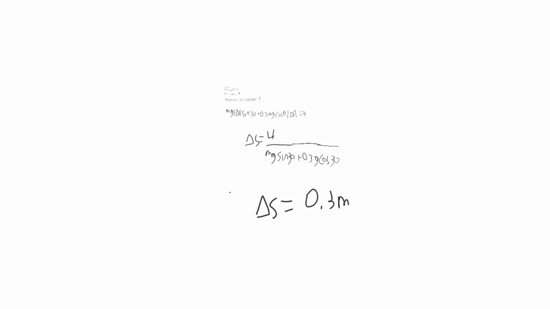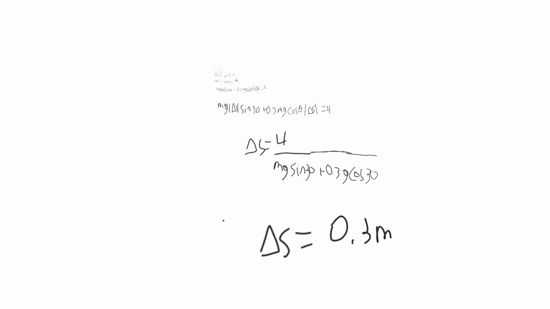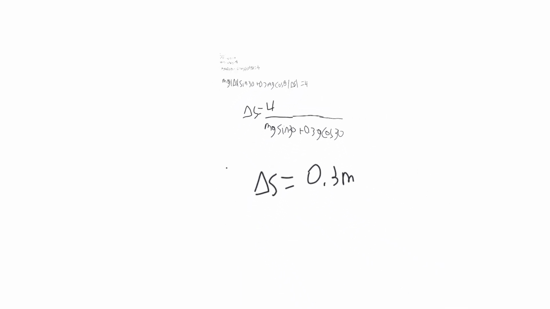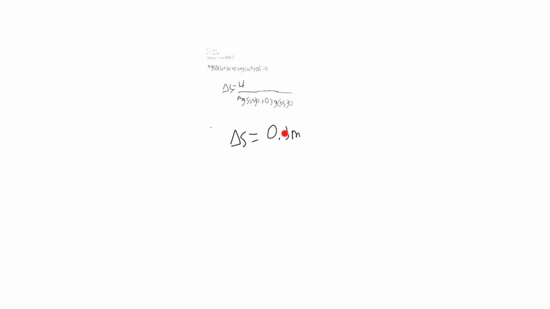So once you put everything as positive, you factor out the displacement, and once you factor it out, you divide everything to the other side, and then you get this here. And then once you plug in all the numbers, you should get around 0.3 meters, right? So that's about it. That's it for that example.